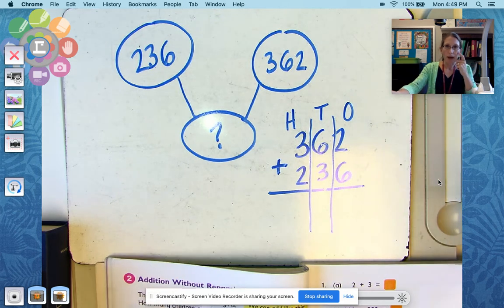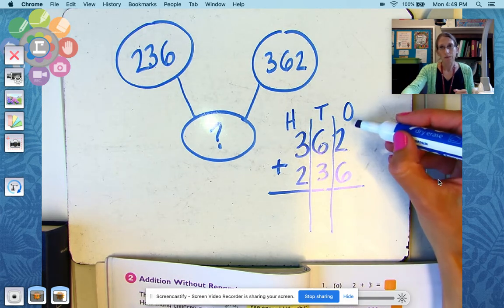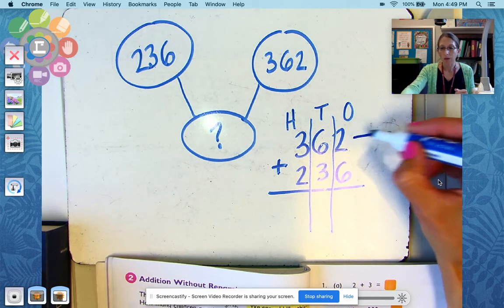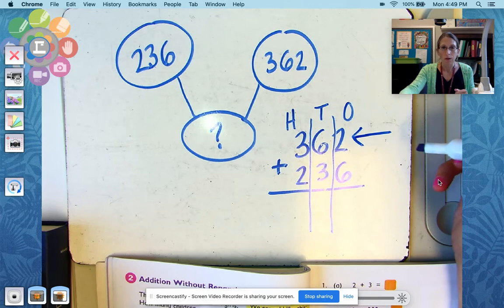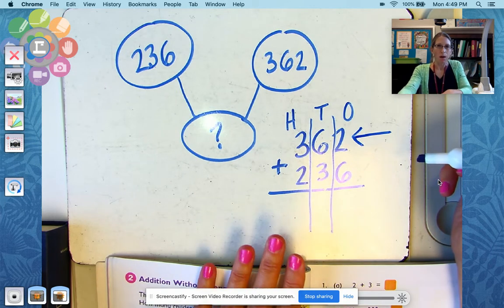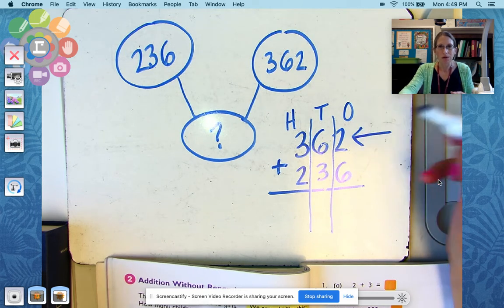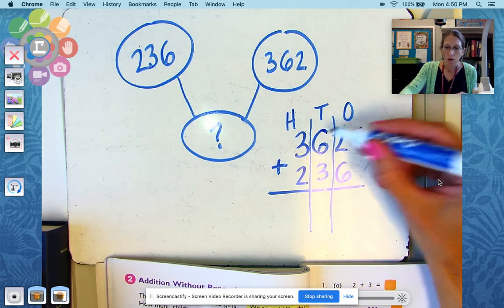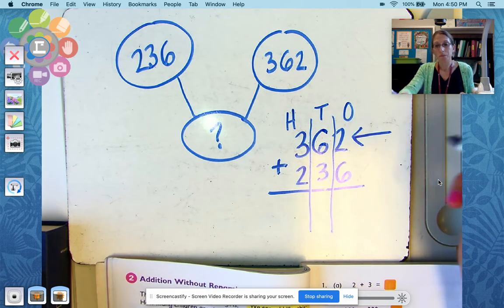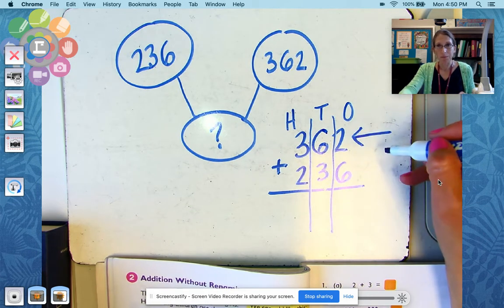And then when we are adding with the vertical algorithm, there's a couple things we always do. We always start in the ones place, and we always start at the top. Now, for this type of problem, it doesn't really matter so much, but pretty soon we're going to get to some bigger numbers where we have to do some renaming, and then it really will make a difference. So it's just a good habit for us to start now with always starting in the ones place, and we always start at the top.